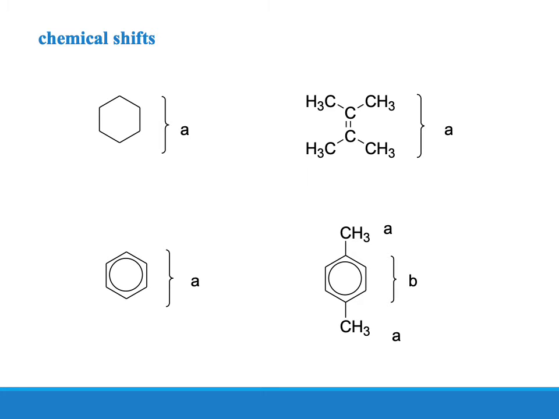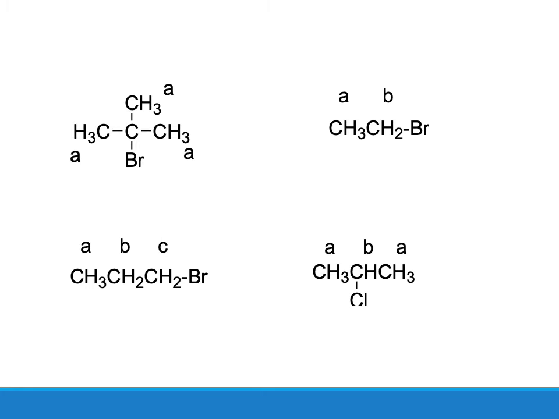And here are the chemical shifts. These chemicals have A and B in different locations. For example, cyclohexane, hexane, all of them are A. Again, we just identify A, B, and C for each compound. It shows how many different peaks we are going to see in the NMR spectra.